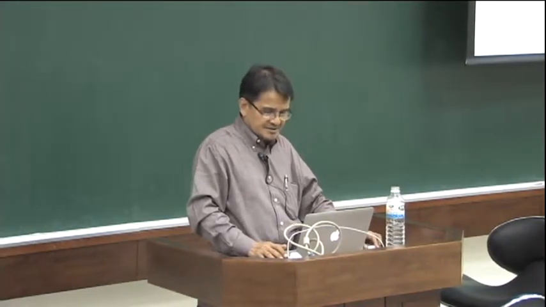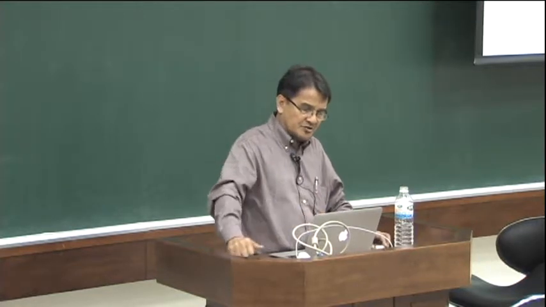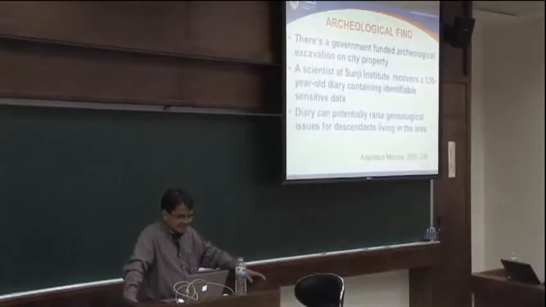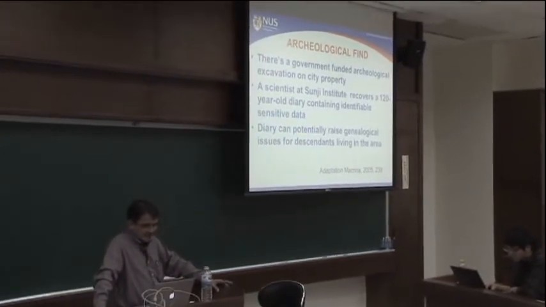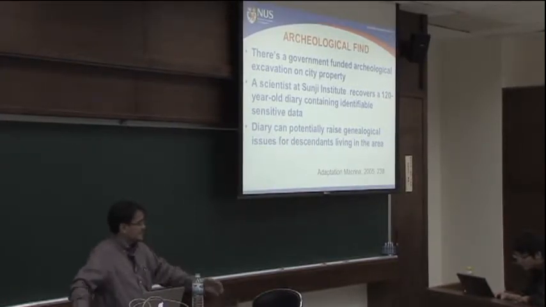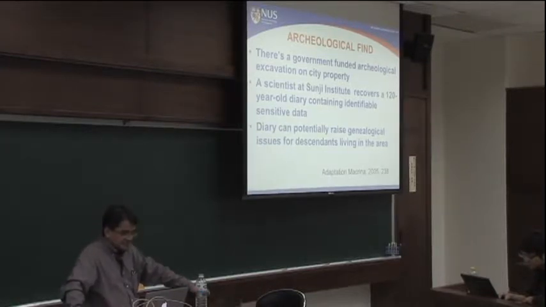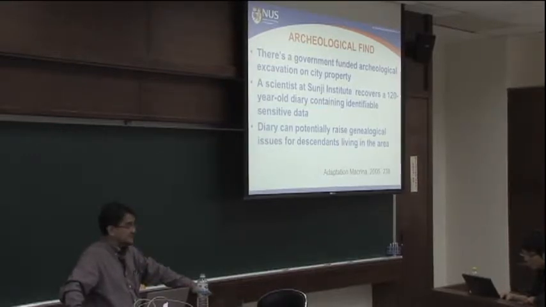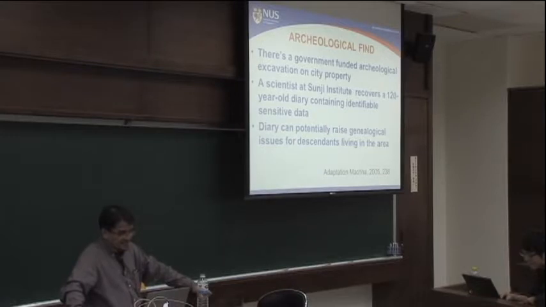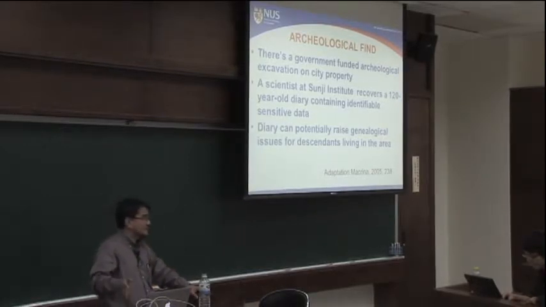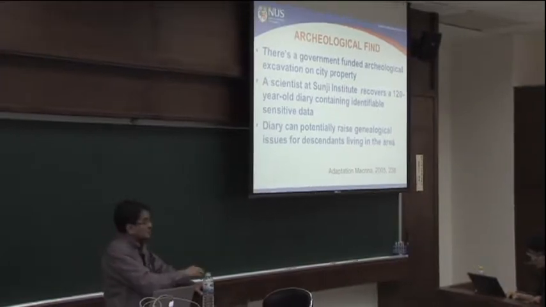The following case, we'll have just one or two more cases. This one involves a government-funded archaeological excavation on city property. A scientist at Sunji Institute has recovered a 120-year-old diary. Okay, they are digging in the city. The scientist recovers a 120-year-old diary containing identifiable sensitive data. The diary can potentially raise genealogical issues for descendants living in the area. So there are still some people who could be related to the person who wrote the diary.